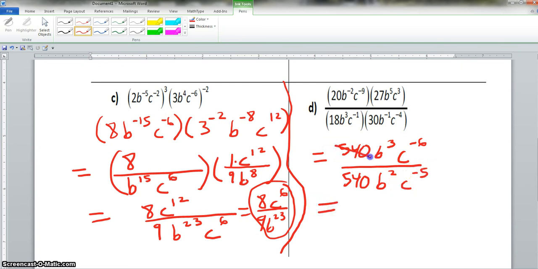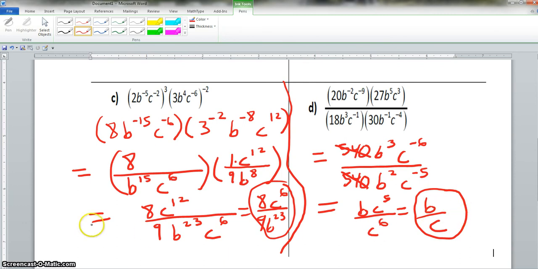Now, first of all, we know these 540s will simplify out. B to the 3rd divided by b squared, we know is b. Now, we're going to switch these here. That c to the negative 5th will come up to the numerator as c to the 5th, and c to the negative 6 will go in our denominator as c to the 6th. So now we will have b, c to the 5th divided by c to the 6th, we know is c to the negative 1, or just c in our denominator. So this will be our final answer.